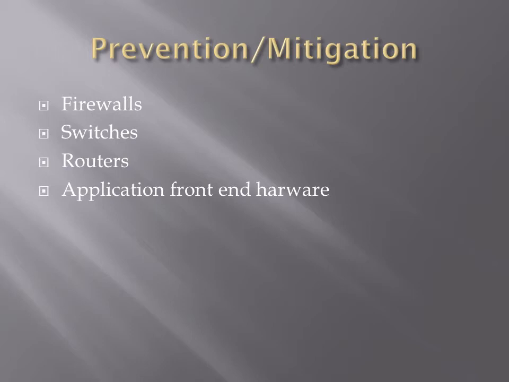Application front-end hardware. This is intelligent hardware placed on the network before traffic reaches the servers. It can be used on networks in conjunction with routers and switches. The application front-end hardware analyzes data packets as they enter the system and then identifies them as priority, regular, or dangerous.